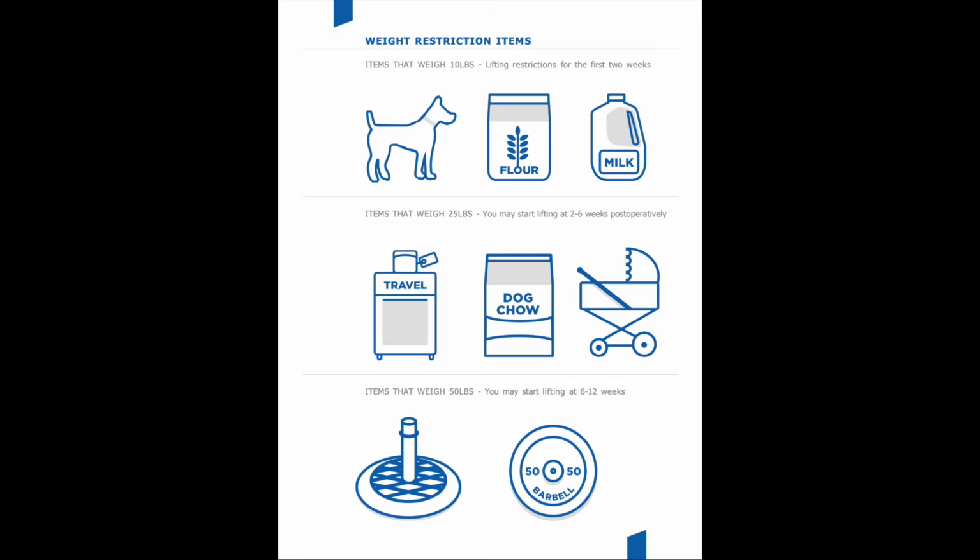On this second page, you will see some examples of your weight restrictions after having brain surgery. For those first 2 weeks, we're going to stick to 10 pounds as your weight restriction. That would be a small dog, a bag of baking flour, or a gallon of milk. After you see your surgeon in clinic, about 2 weeks after your surgery, they will discuss with you increasing your weight restriction to around 25 pounds. And then we'll go up from there.